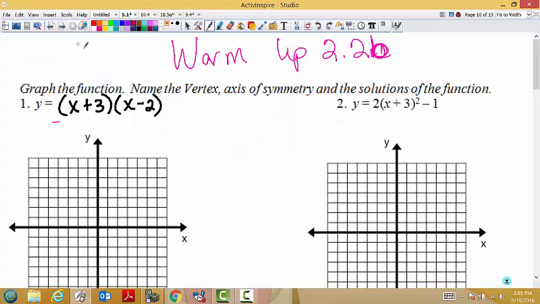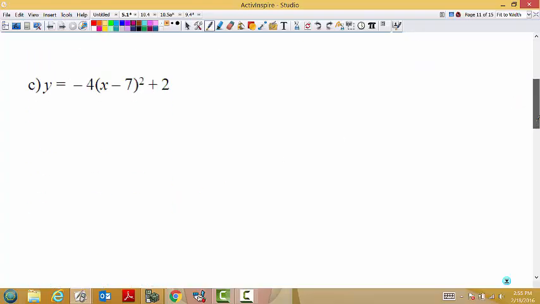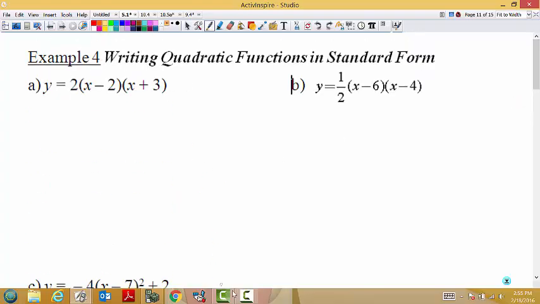Oh, look, there's a warm-up for the next day. Interesting. Writing quadratic functions in standard form. Hopefully you remember this. We got to multiply this out. I don't know if you remember it or not. Oh, this might be for another day. We're going to stop right here. This is going to be another video because I'm going to have to go back and show you how to fold before we can do this. Make sure we know how to fold. So let me pause.